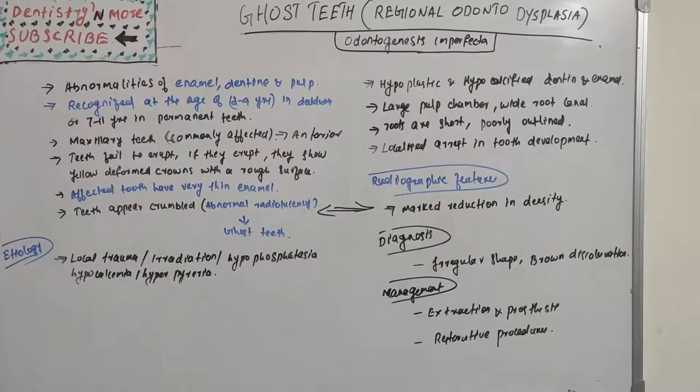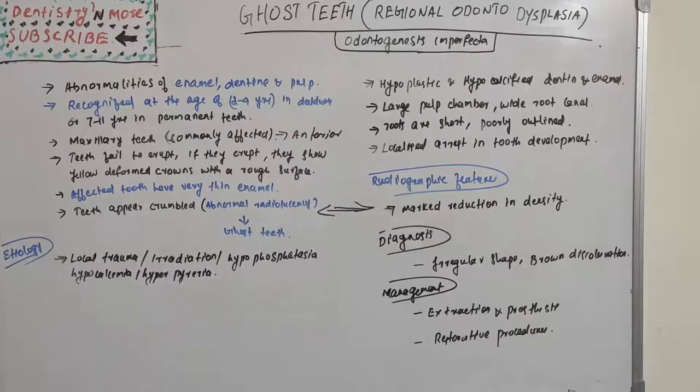So ghost teeth or regional odontodysplasia is an abnormal enamel, dentine and pulp formation, especially in the maxillary anterior teeth. It can be seen both in deciduous and permanent dentition. So let's see the etiology. It could be a local trauma or irradiation or hypophosphatasia, hypocalcemia or even hyperpyrexia. So what happens is, there is abnormal formation of enamel, dentine and pulp. It is most commonly recognized at the age of 2 to 4 years in deciduous dentition and 7 to 11 years in permanent dentition. During this period, the maxillary central incisor, lateral incisor and canines are erupting, and it is most commonly seen in maxillary teeth or the anterior teeth.